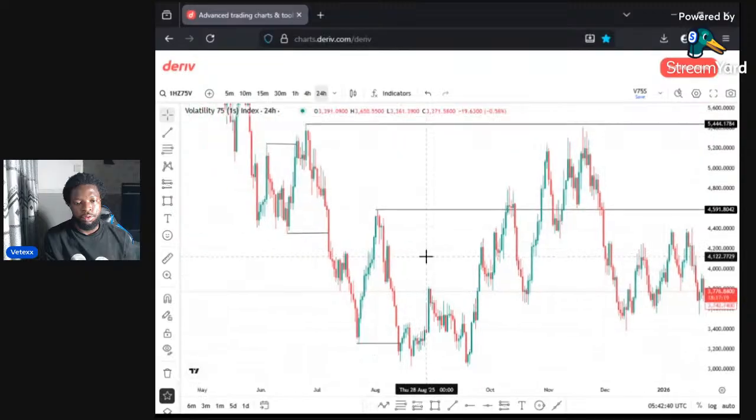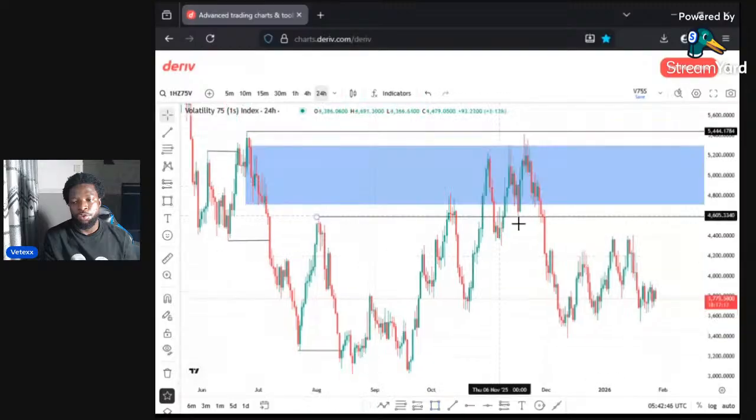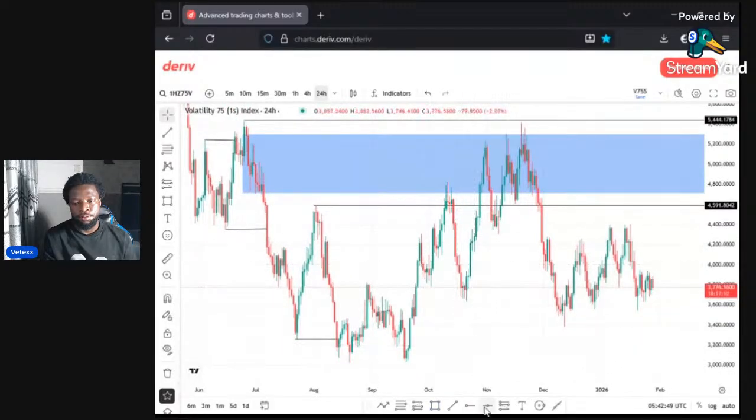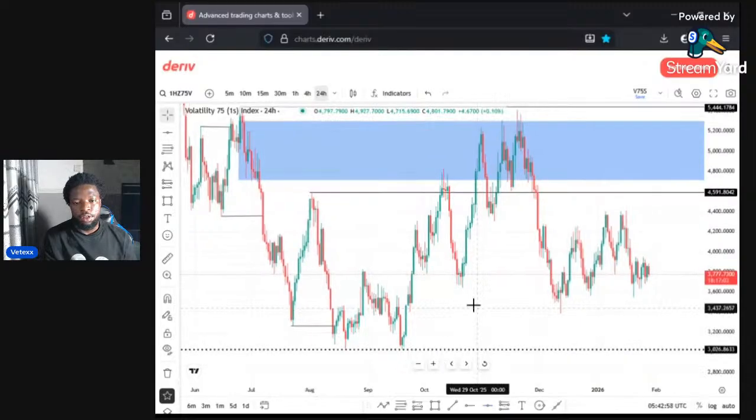So this zone becomes our point of interest. The price is expected to come here, tap, and then move to the opposite direction. So as you can see, this right here is the target.